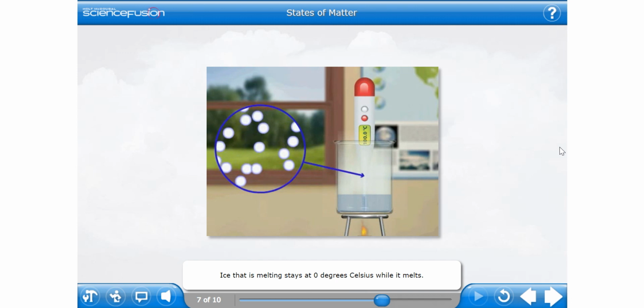Ice that is melting stays at 0 degrees Celsius while it melts. Its temperature increases only after all the ice has changed to liquid water. The energy that is added during the change of state is used to break the attractions between water particles. The same thing happens at 100 degrees Celsius when water boils and changes from a liquid to a gas. Boiling water stays at 100 degrees Celsius until it has all changed to water vapor. In any type of matter, temperature does not increase or decrease during a change in state.